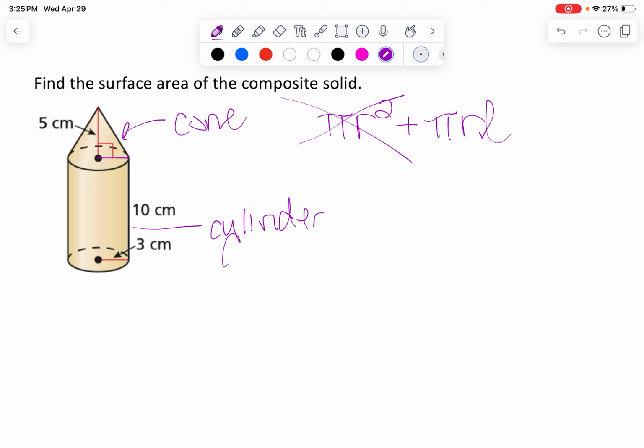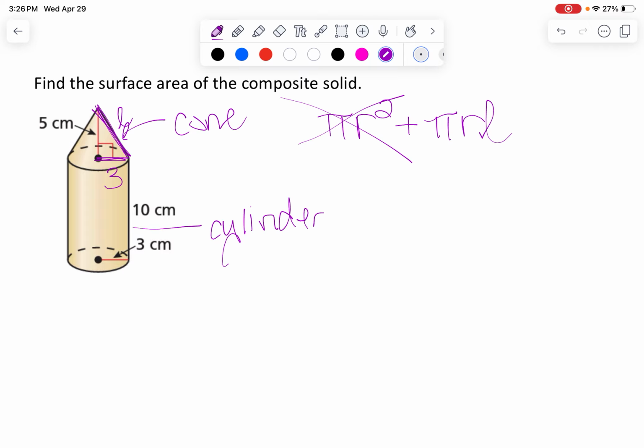Okay. We also have a little bit of an issue here. We do have the radius there as 3. It's going to match that. But we don't know what the slant height is here. So our L is missing. Okay. So we're going to have to figure that out. Before we do that, let's talk about the cylinder.